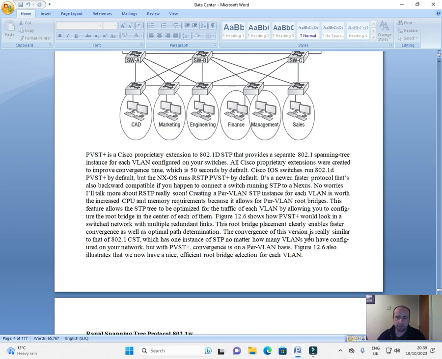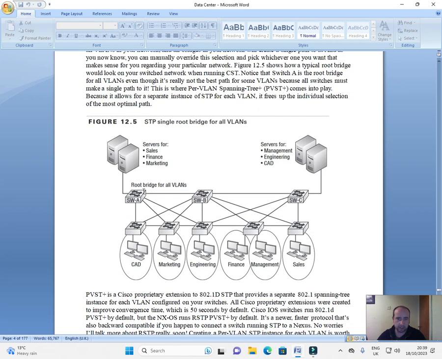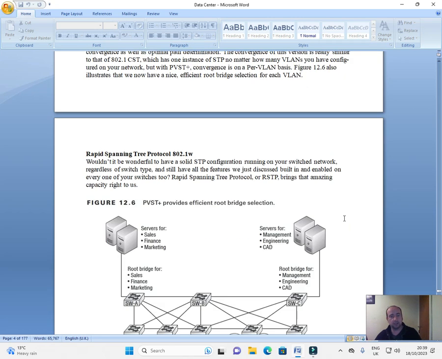The convergence of this version is really similar to that of 802.1D CST, which has one instance of STP no matter how many VLANs you have configured on your network. But with PVST, convergence is on a per-VLAN basis. Figure 12.6 also illustrates that we have a nice efficient root bridge selection for each VLAN. So here's Figure 12.5 with a few switches, servers.